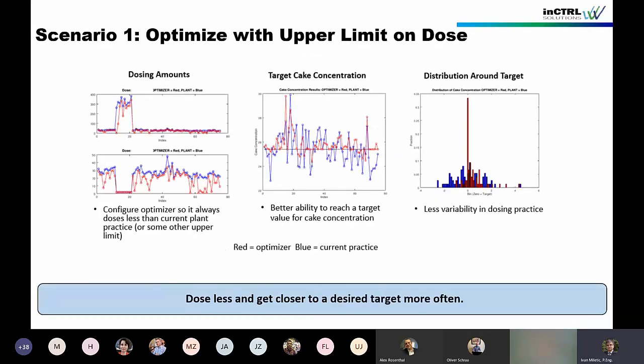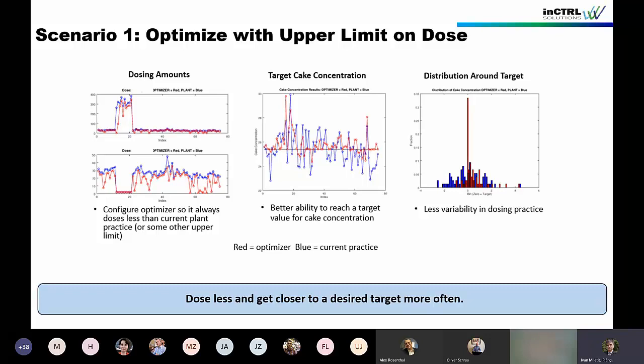Okay, so what do the outcomes look like here? In this case, blue is the current practice, and red is the PLS optimizer model. We looked at a couple of different scenarios. The first one is putting a hard bound on the upper limit of the dose. We wanted to show that we can get the model to dose the polymer in a way that is always less than what the current practice is at the plant.